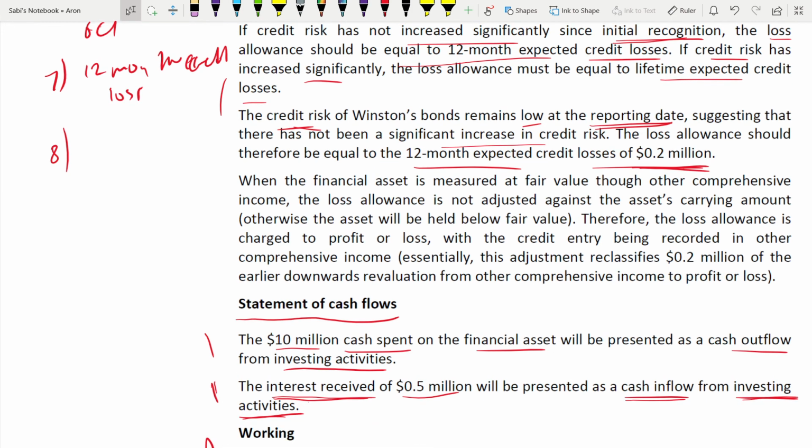Now, last point is for this. When financial asset is measured at fair value through other comprehensive income, loss allowance is not adjusted. Final mark is for this only. Remember, when it is other comprehensive income, loss allowance is not adjusted against the asset's carrying amount. That means you don't deduct the 12-month expected credit loss from the carrying amount of the asset. It is for this type of asset, which is other comprehensive income. In this case also, it is other comprehensive income. Therefore, you do not adjust loss allowance from the asset's carrying amount.